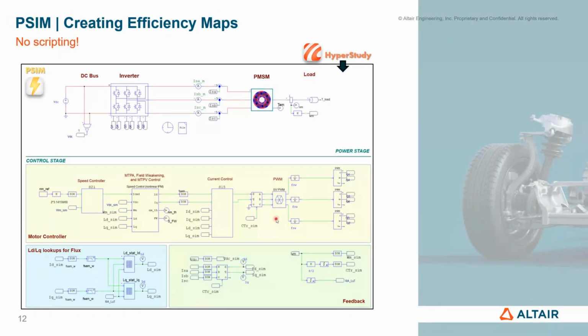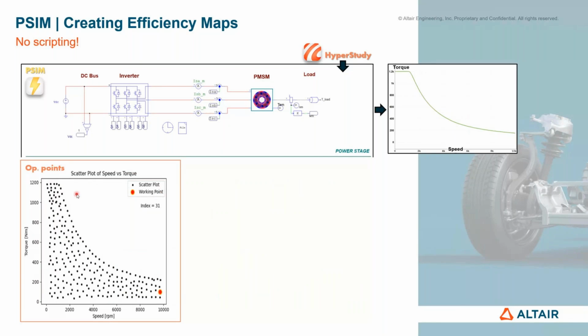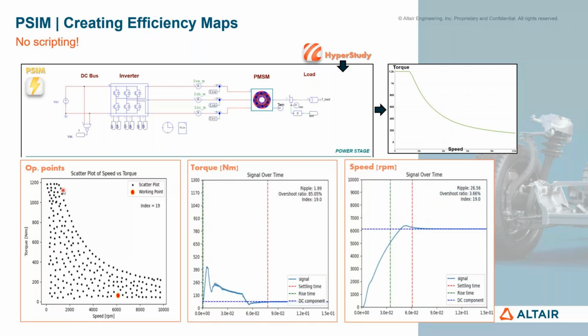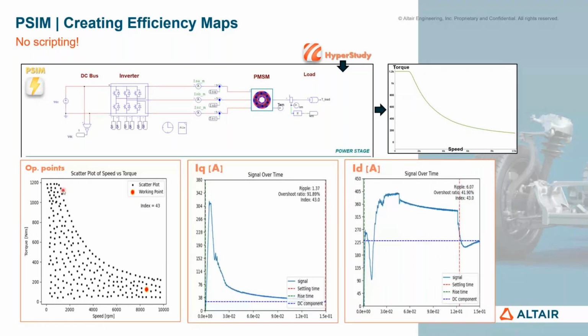And then you need to know the envelope. You need to describe the equation I just showed in the previous slide inside HyperStudy. And then HyperStudy automatically samples this envelope. It has PSIM solve to steady state for each individual operating point, and it captures the waveforms at steady state, like the torque and speed, the Q-axis and D-axis current. And inside PSIM, you can also do efficiency calculations as well.